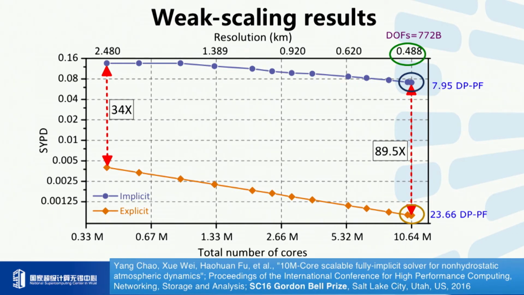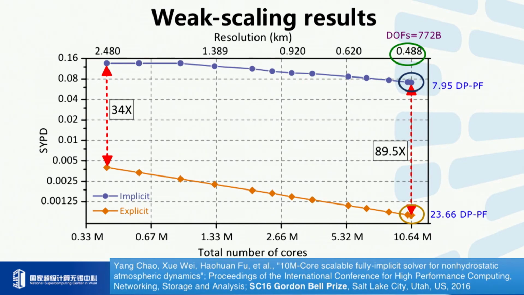If you look at the flops, of course, the explicit solver is providing a floating point performance of roughly 23 petaflops, much higher than the 8 petaflops of the implicit solver. But if you actually compare the speed of the simulation, like how many years you can simulate within a day, this implicit one is roughly 90 times faster than this explicit solver.